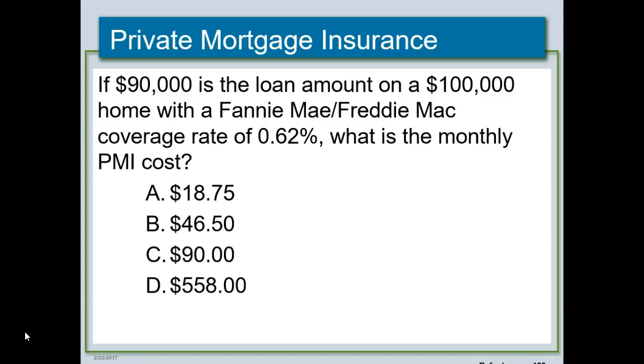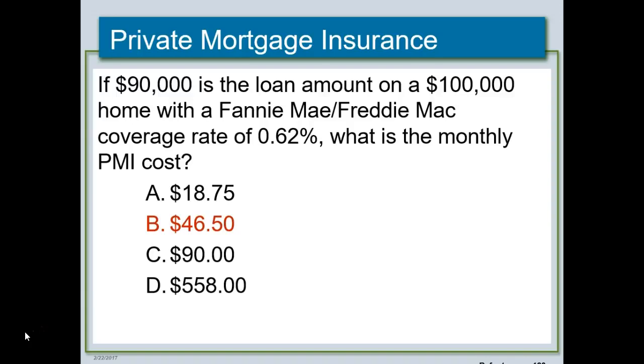You're going to take $90,000 times 0.62, press the percent sign, divide it by 12, and that would tell you the monthly PMI amount, and you should have gotten $46.50. Everybody good so far? All right. That's calculating PMI.